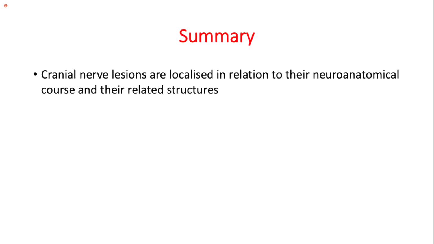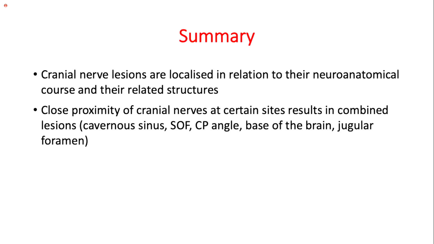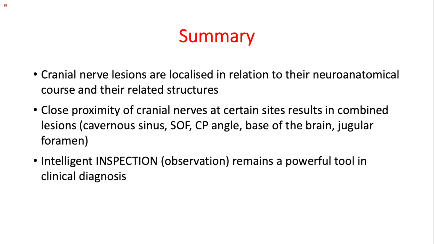So in summary, cranial nerve lesions are localized in relation to the neuroanatomical pores and their related structures. So that is what I showed you in time. So you have to know the anatomy in order for you to localize. And the localization is done clinically, not on a piece of paper, question paper, answer script. It is done in front of a patient. Right? So the relationship with other structures are the ones that help you to localize the lesion. And you always need to answer the first question in order to answer the second question.